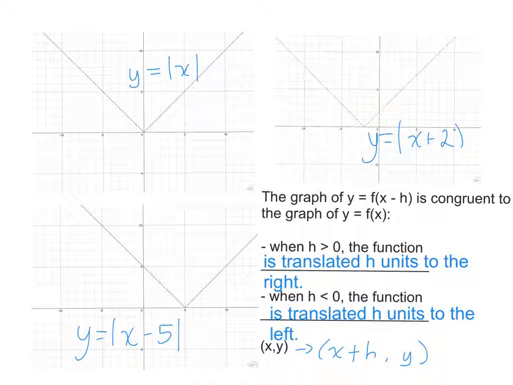So that's the mapping rule. xy maps to x plus h and y, but what you need to remember is that the h switches signs from what it looks like in the equation because it is subtracting h.